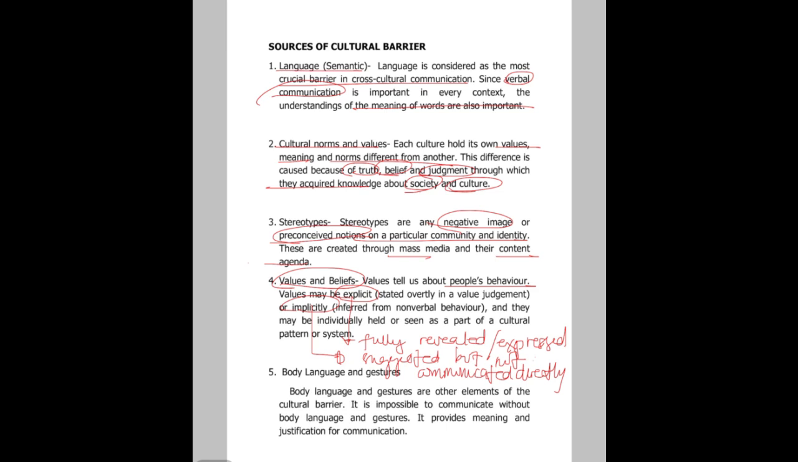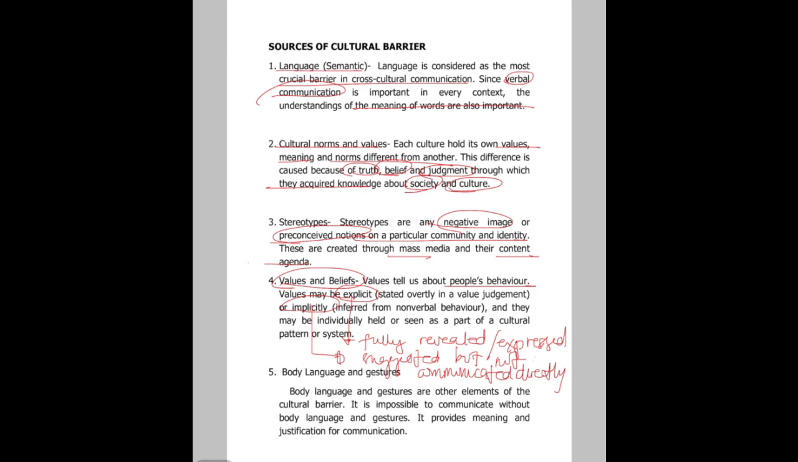'Di ba? Nakikita talaga ng lahat na you're a Catholic, you're a born again, you're a Christian, you're an INC. But may mga values na hindi natin talaga na-express. Kung na-express man natin siya, or yung mga beliefs na yan, paminsan-minsan lang. So, the last one is the body language and gestures.